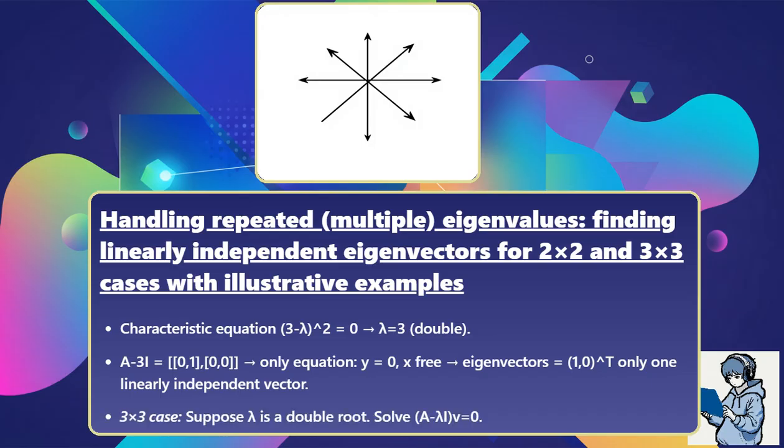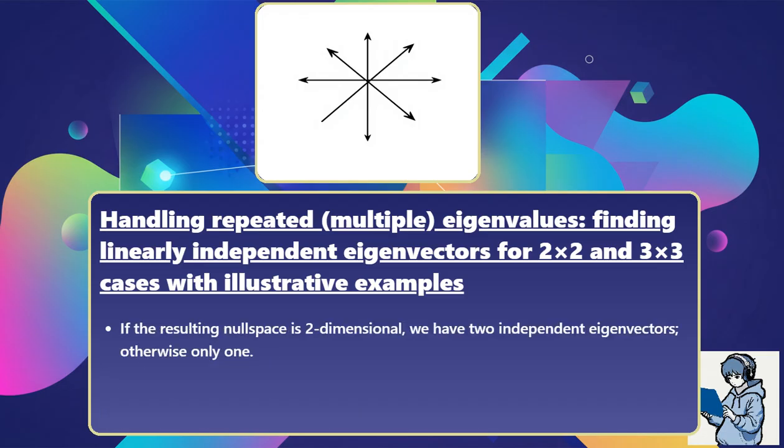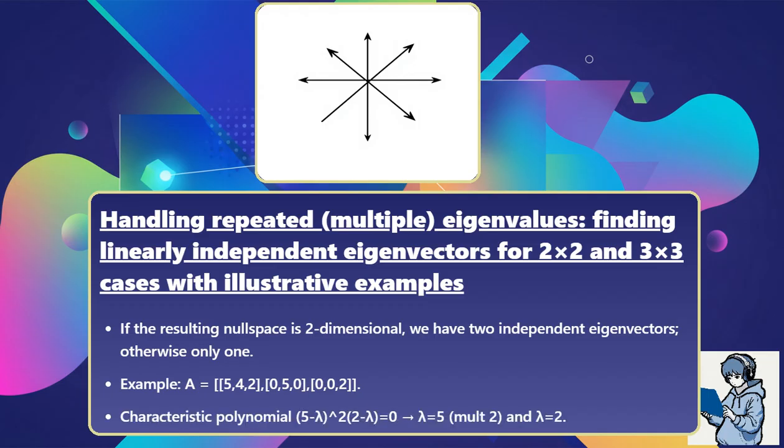3 by 3 case, suppose lambda is a double root. Solve (A minus lambda I) times v equals 0. If the resulting null space is two-dimensional, we have two independent eigenvectors, otherwise only one. Example, A equals the matrix with rows 5, 4, 2, 0, 5, 0, 0, 0, 2. The characteristic polynomial (5 minus lambda) squared times (2 minus lambda) equals 0, giving lambda equals 5 with multiplicity 2 and lambda equals 2.